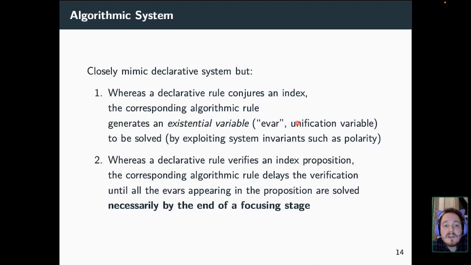Okay, so the algorithmic system which solves these indices is pretty close to the declarative system, except for a few differences. Mainly, one, whereas a declarative rule conjures an index, the corresponding algorithmic rule creates an existential variable, and then the system explicitly solves it by exploiting system invariants such as polarity. Secondly, whereas a declarative rule verifies an index proposition, the corresponding algorithmic rule delays it until all the evars appearing in the proposition are solved, which happens necessarily by the end of the focusing stage.